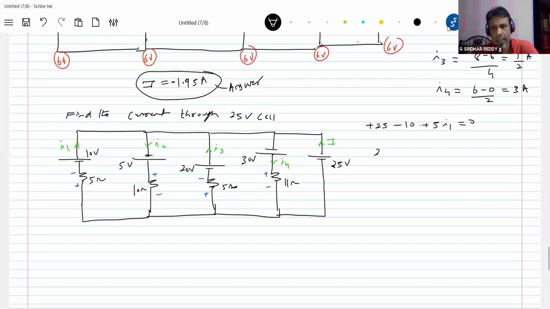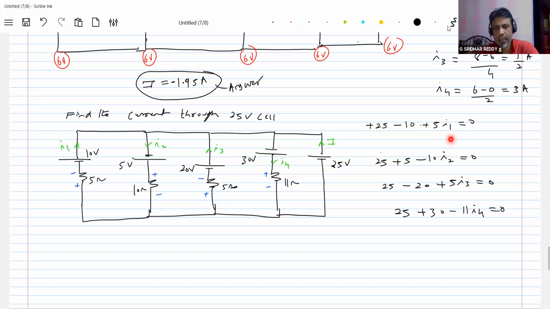Then similarly, 25 plus 5 minus 10i2 equals 0. I'll get the i2. 25 minus 20 plus 5i3 equals 0. 25 plus 30 minus 11i4 equals 0. Solving these equations, we'll get i1, i2, i3, i4. Then apply KCL, then get the expression for the currents.